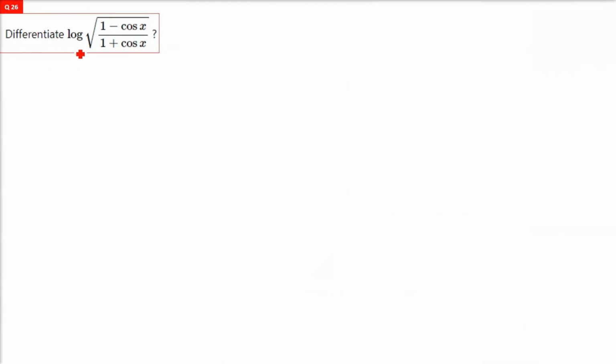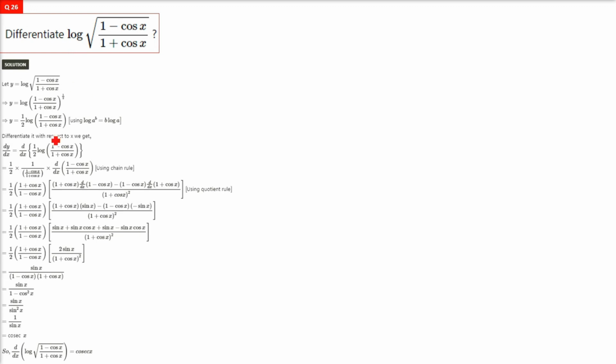Okay, now these are all the combinations possible. So log of theta, then you have theta in the root, and inside that you have another term, 1 minus cos theta by 1 plus cos theta. Those who have already done it and just want to go ahead can refer to the answer and try solving it themselves.